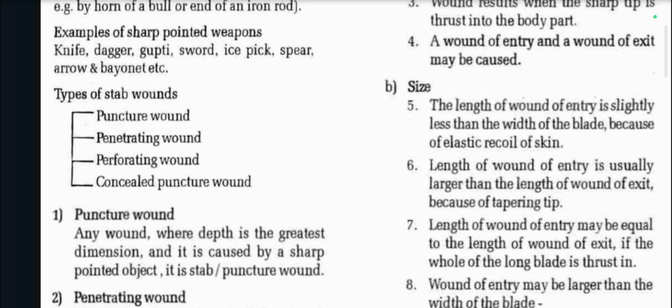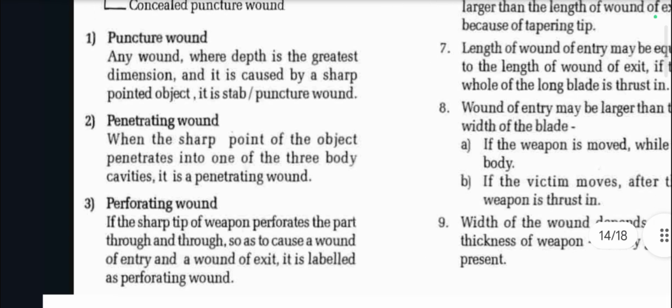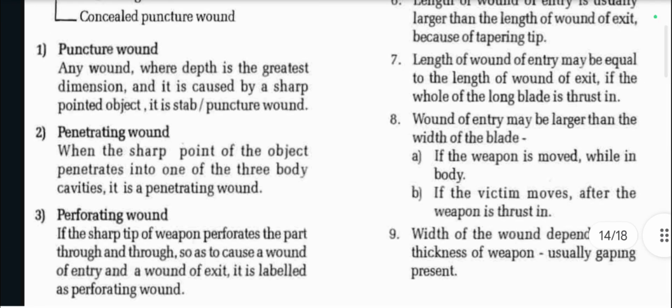Now, what are the types of stab wounds? Even stab wounds have types: puncture wound, penetrating wound, perforating wound, and concealed puncture wound. 4 types. What is a puncture wound? Any wound where depth is the greatest dimension and it is caused by a sharp pointed object is a puncture wound. What is penetrating? Whenever the sharp point of the object penetrates into one of the 3 body cavities, it is a penetrating wound. Perforating: if the sharp tip of the weapon perforates the part through and through so as to cause a wound of entry and wound of exit. So whenever there is a wound of entry and exit, that is labeled as a perforating wound.